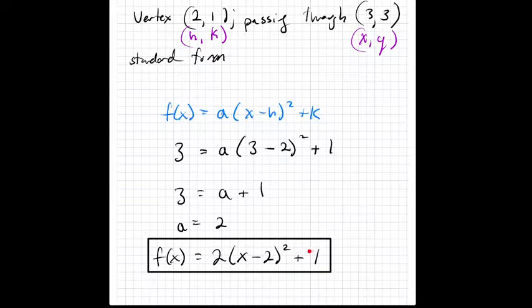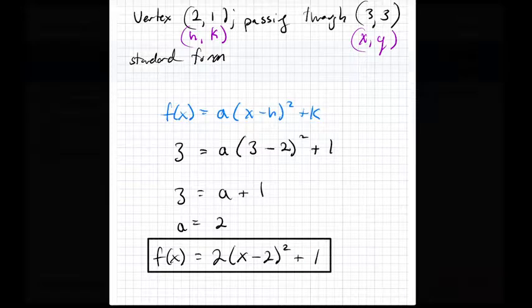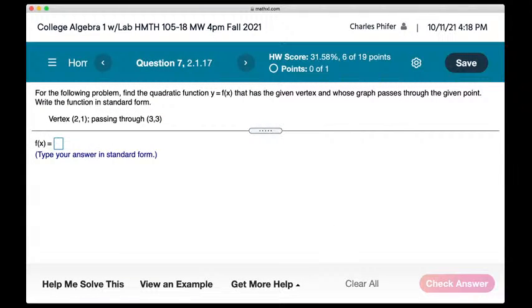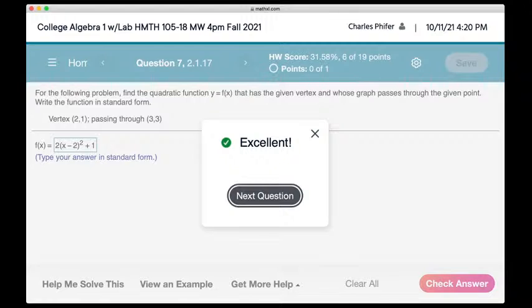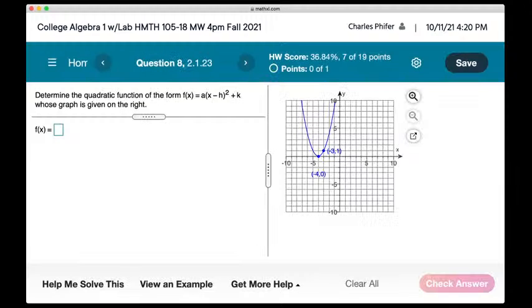Okay. So let's submit this on Pearson. So we get 2 times x minus 2, quantity squared, plus 1. Determine the quadratic function of this form whose graph is given on the right.